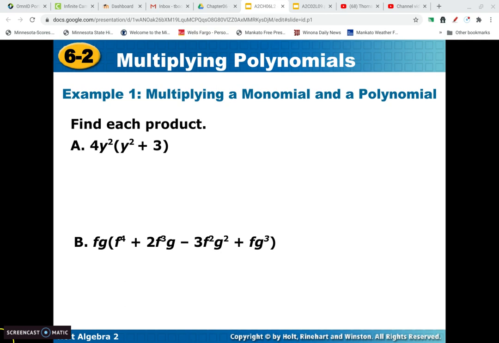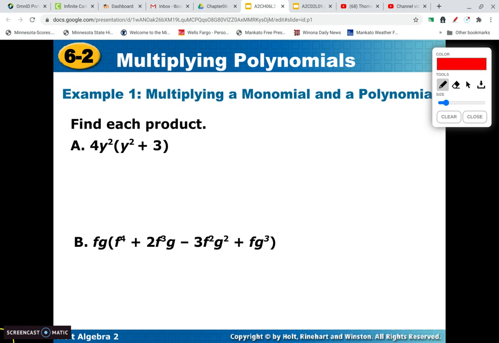All right, guys, here we are, 6-2. We're going to be multiplying polynomials now, and basically a lot of distributive property. So as we go through, just make sure to multiply through. Now, again, remember your exponents: y squared times y squared is y to the fourth. Remember, we add those exponents, and then if we go here, we would just go 12y to the third.